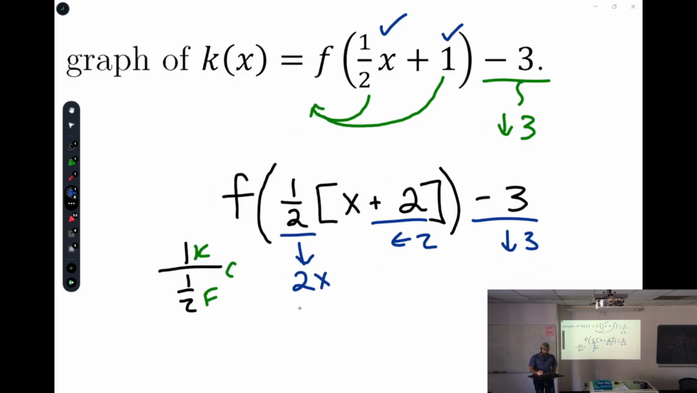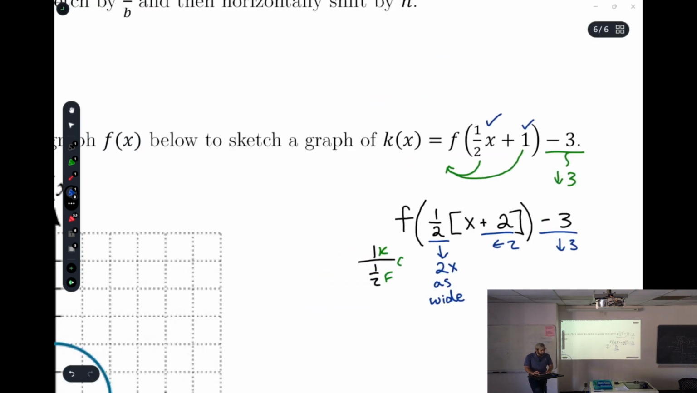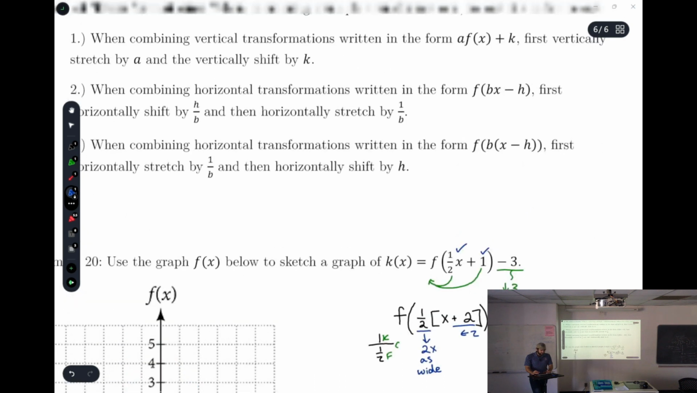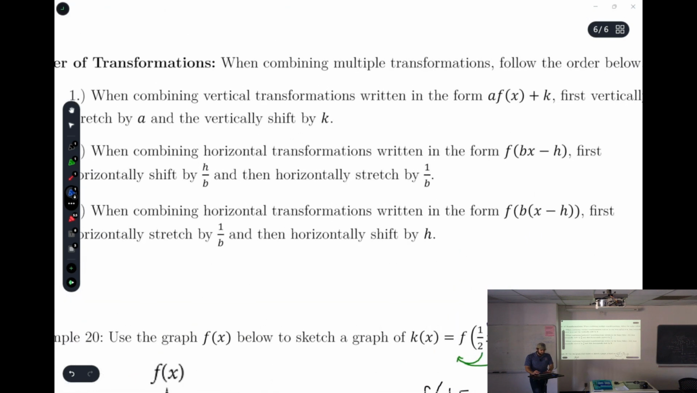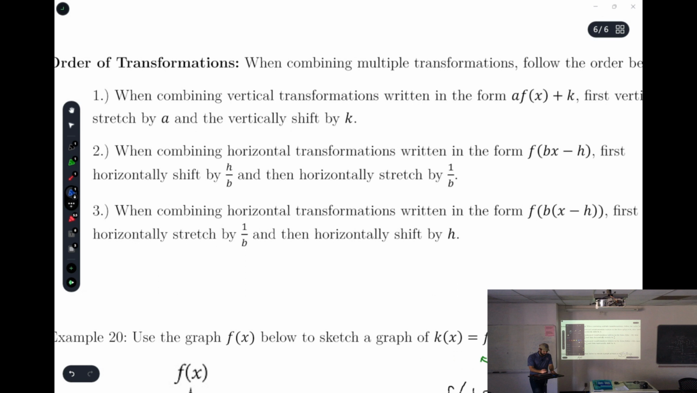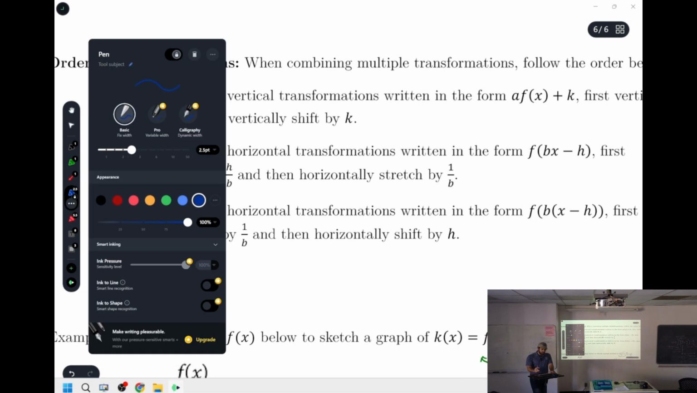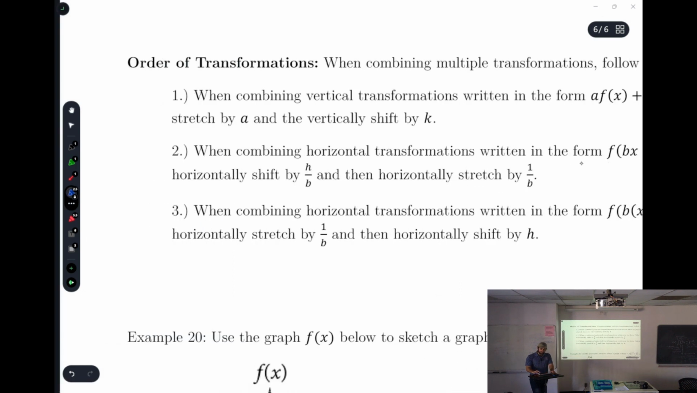2 times as skinny or as wide? Wide, because it's inside and it's flip-flop. Okay, on the paper, they give you the option to not do that. Up above, see the 2 section right there? The number 2 rule? If you have it in this form, they say you don't have to do that.